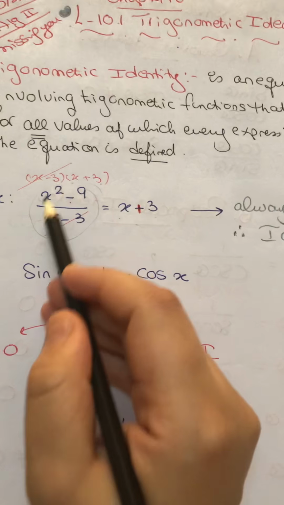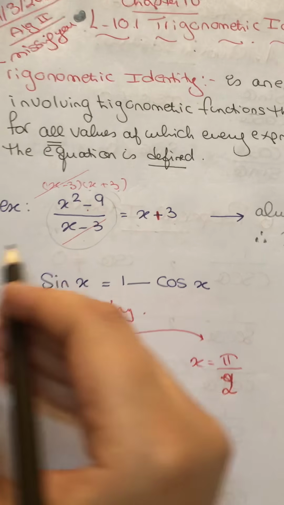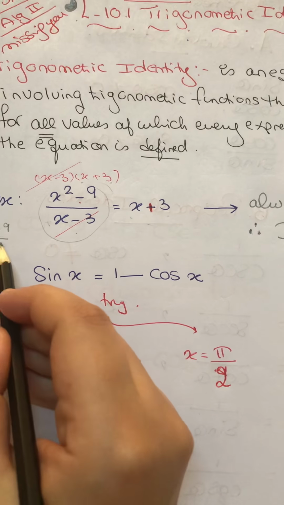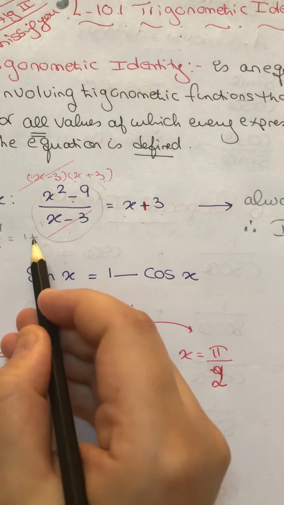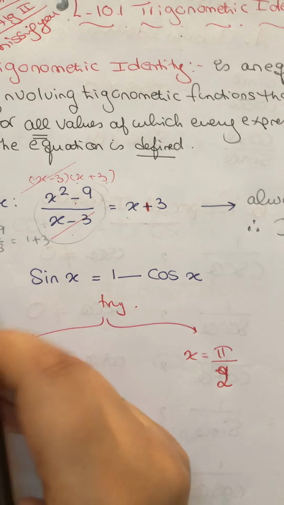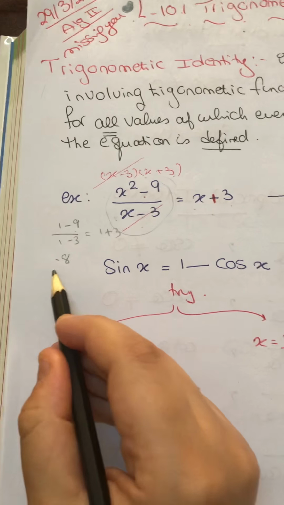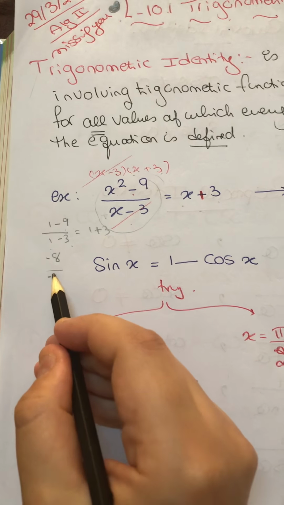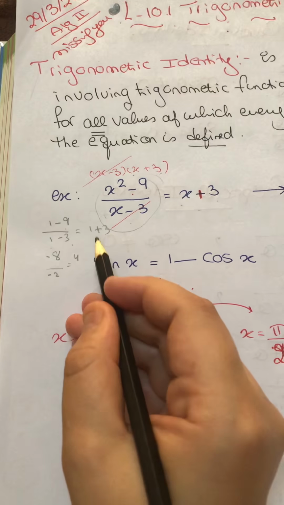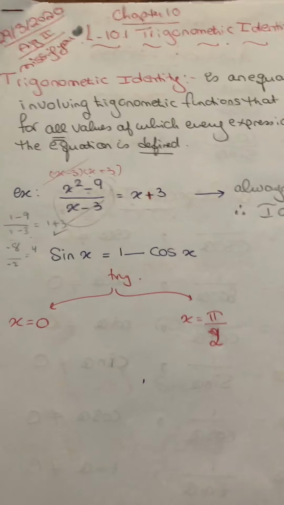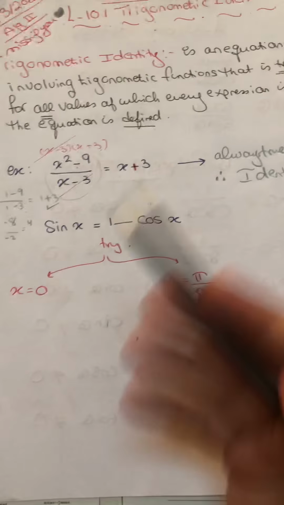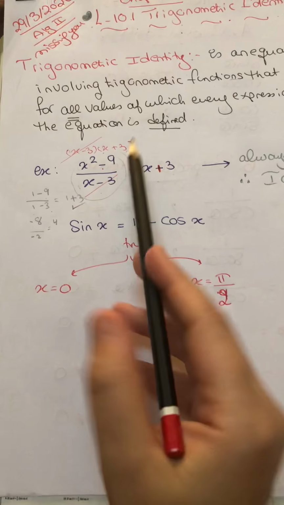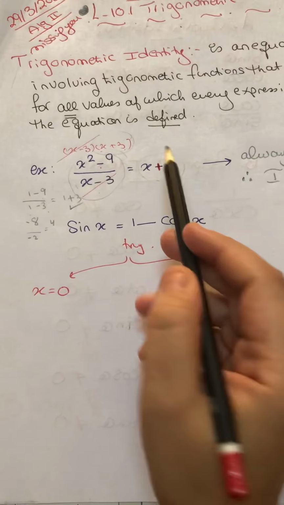Even if you try with the original function, plugging in 1, you will get 1 minus 9 over 1 minus 3 equals 1 plus 3. Let's see, this is negative 8, over 1 minus 3, that is negative 2, equal to 4, and the right side is equal to 4. For any number. I can't try one number and decide that it's an identity. But this is very clear that it's an identity because x plus 3 is equal to x plus 3 after simplifying.